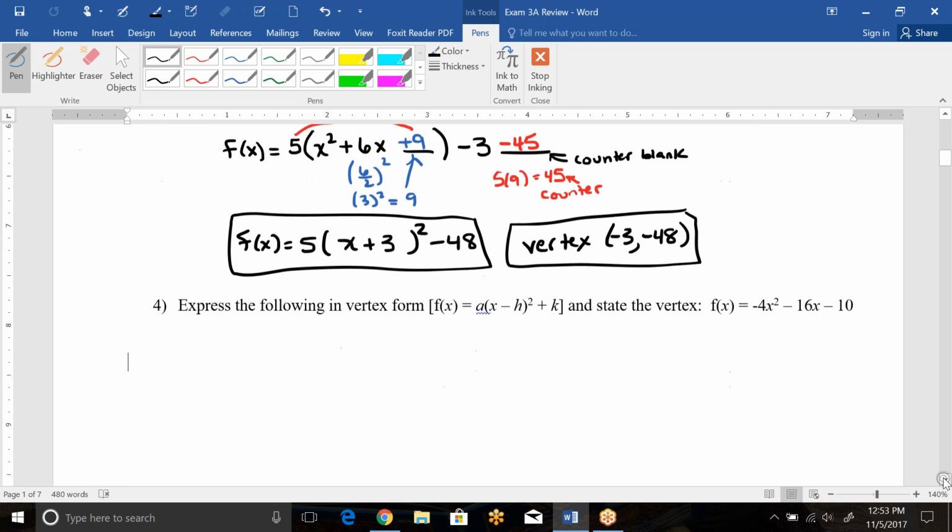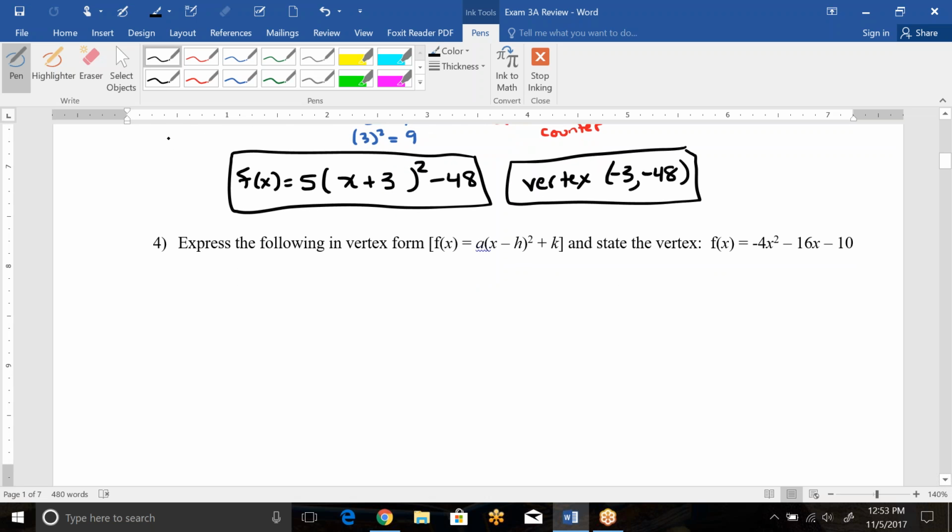It's another similar version of this, except this time we have a negative in front of the whole thing. So the first step is going to be to pull that negative 4 out of the first 2 terms, the x terms. So that would leave me with x squared plus, because negative 16 divided by negative 4 would be plus 4x. We'd have our blank, close it, we still have the minus 10 at the end, and then our counter blank.